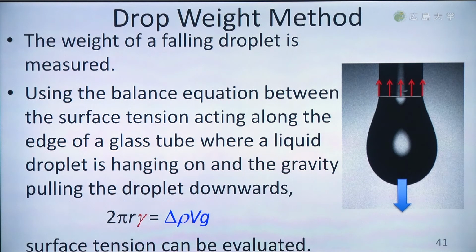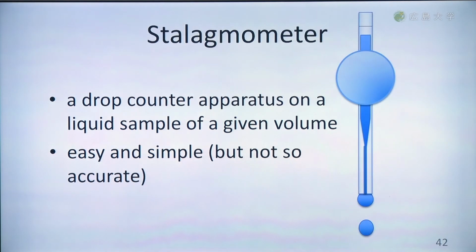While a droplet is hanging on an end of a glass tube, two forces are in balance. One is the surface tension acting along the edge of a glass tube, supporting the droplet. And the other is the gravity pulling the droplet downwards. A much simpler and easier method, but not so accurate, is using a Stellar Monometer.